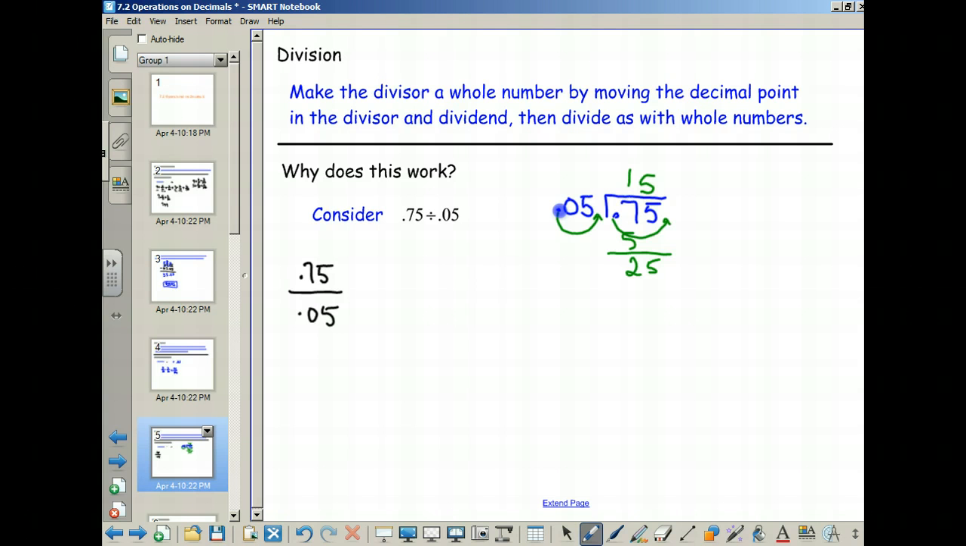Literally, what do I really do besides move the decimal? What am I really doing? I am multiplying by 100. That's exactly what I'm doing. And you know that in working with decimals and working with fractions, you can multiply the denominator by 100 if you do it to the top too.